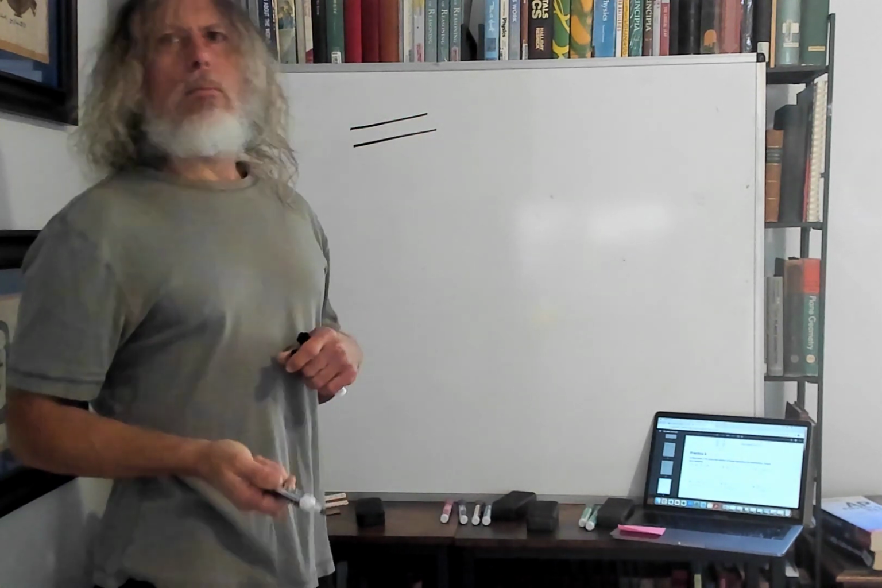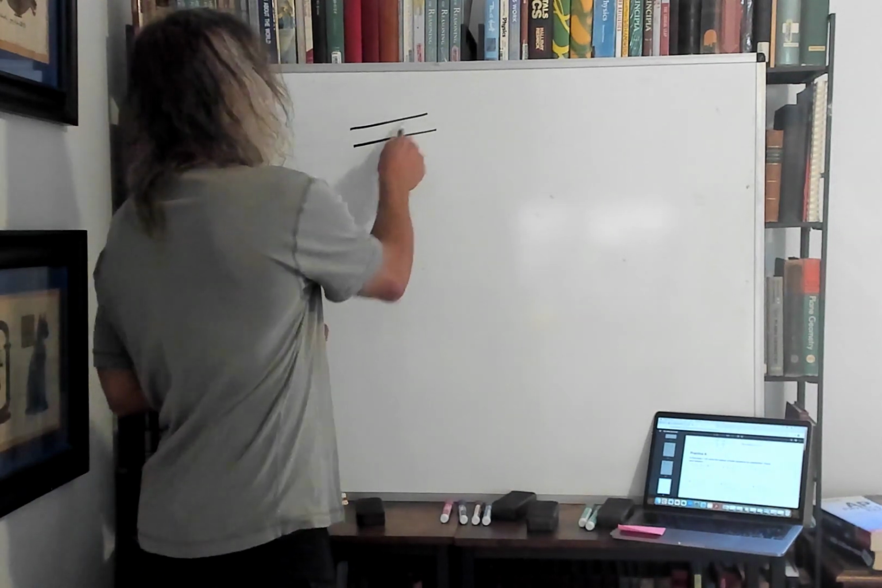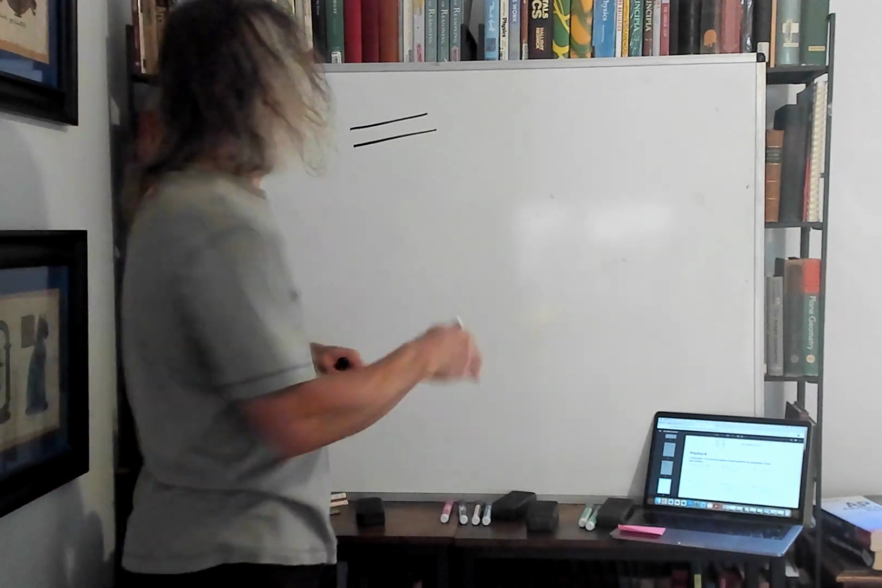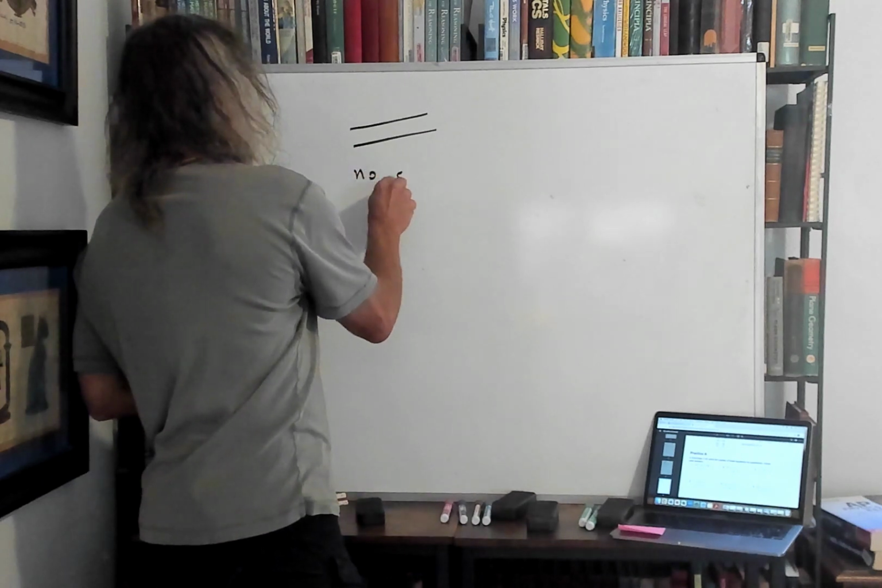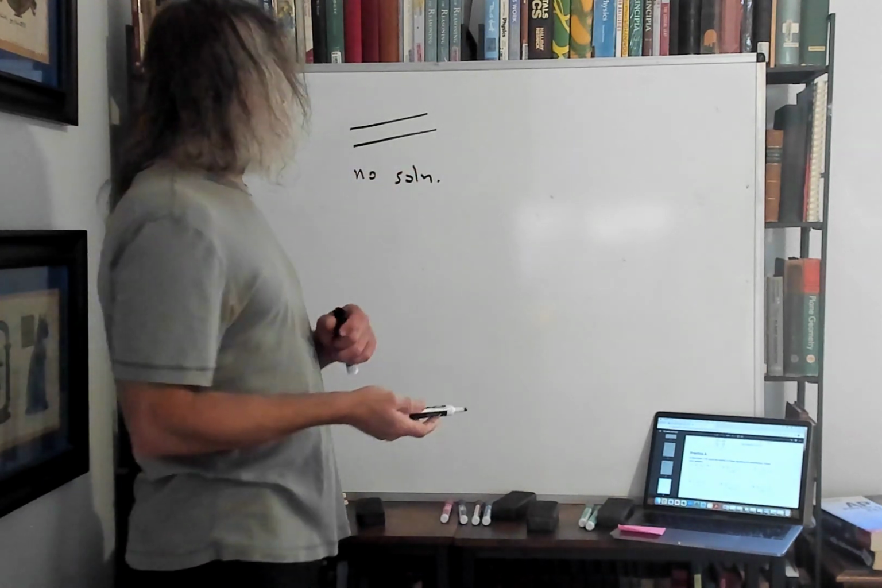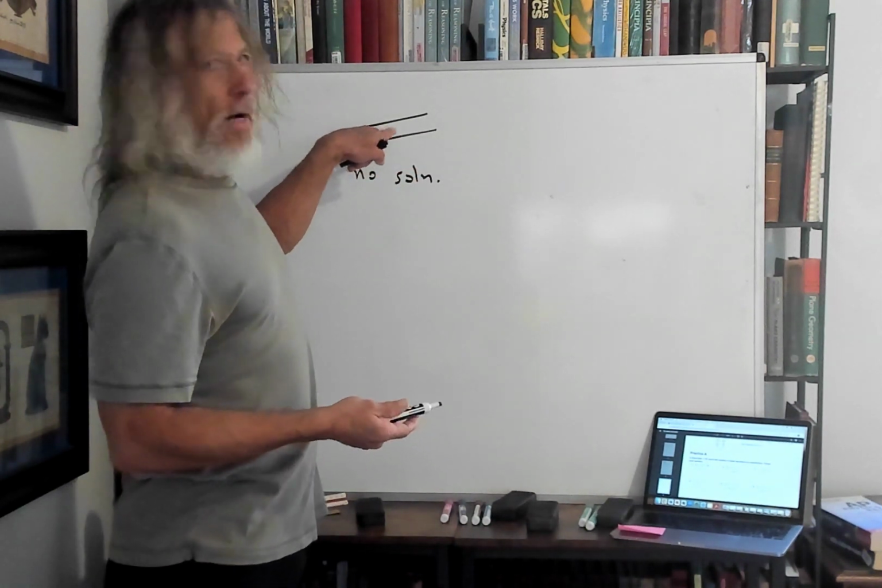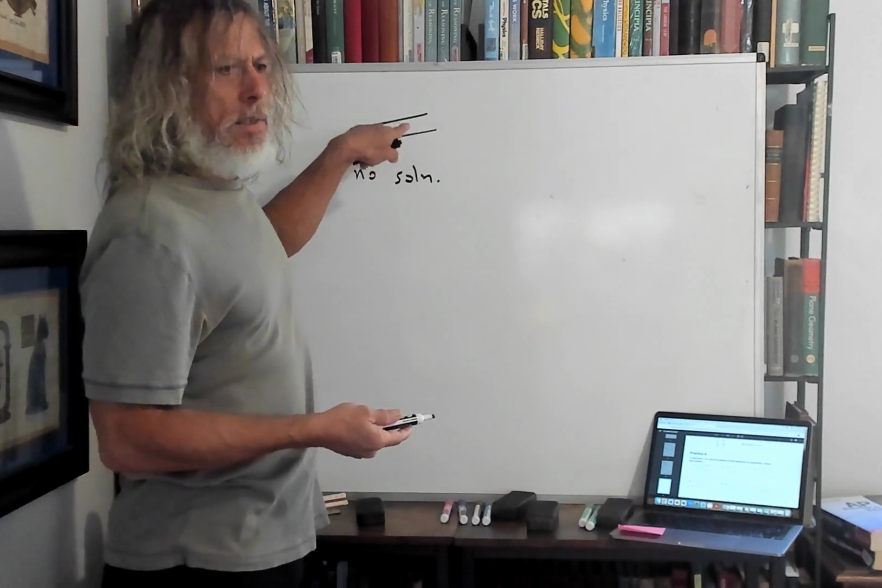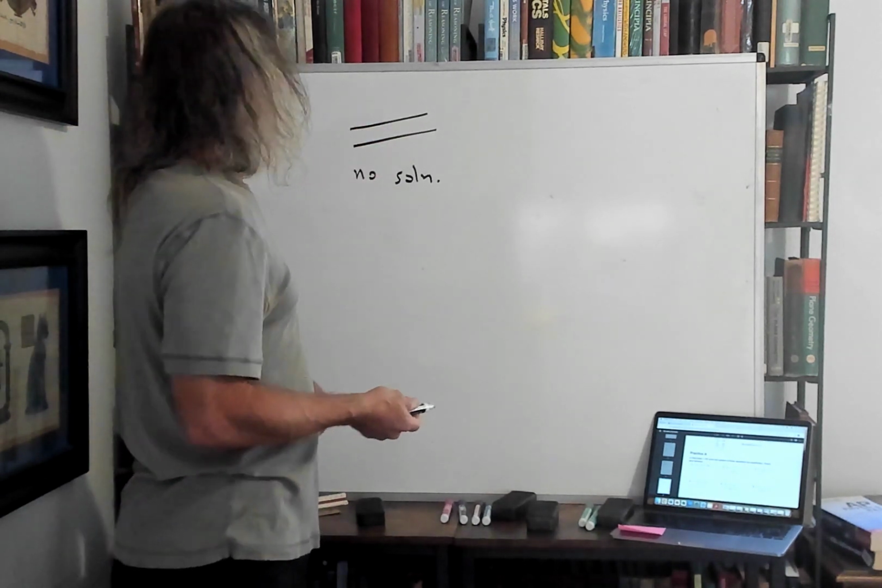lines can be parallel. Two lines, and so there's going to be no solution. That will happen sometimes if you graph them and they're parallel, and we can tell because they'll have the same slope.